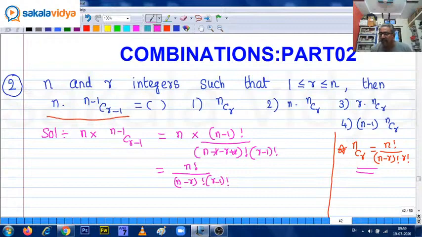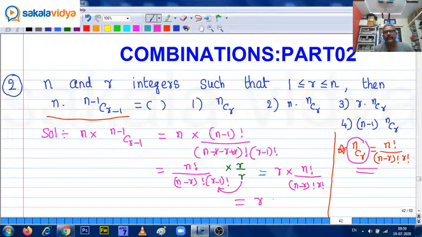So let us do one thing. No problem. Multiply both numerator and denominator with r. So we get like this now. This can be written as r times n factorial upon, this r into (r minus 1) factorial is r factorial, (n minus r) factorial into r factorial. N factorial by (n minus r) factorial into r factorial is nothing but nCr. So that means we get r times nCr. That means the third option is the right option.